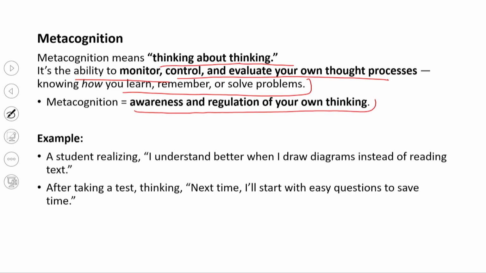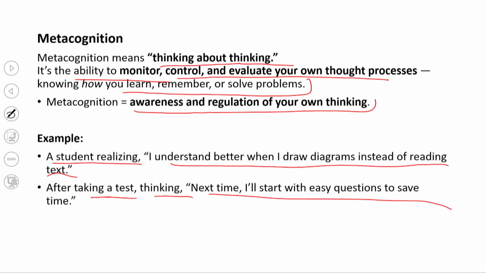For example, a student realizes, I understand better when I draw diagrams instead of reading text. This is an example of metacognition. The student has an insight about his own style of thinking, that I think better if I do this as compared to this. So, it is thinking about his own thinking process. For example, after taking a test, thinking, next time I will start with easy questions and save time. So, you are looking from a broader perspective at how you have done something, and you are analyzing your own thought processes. These are all examples of metacognition.